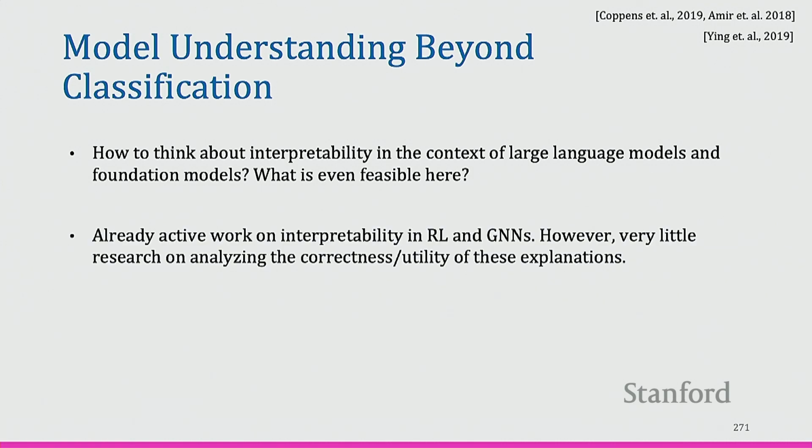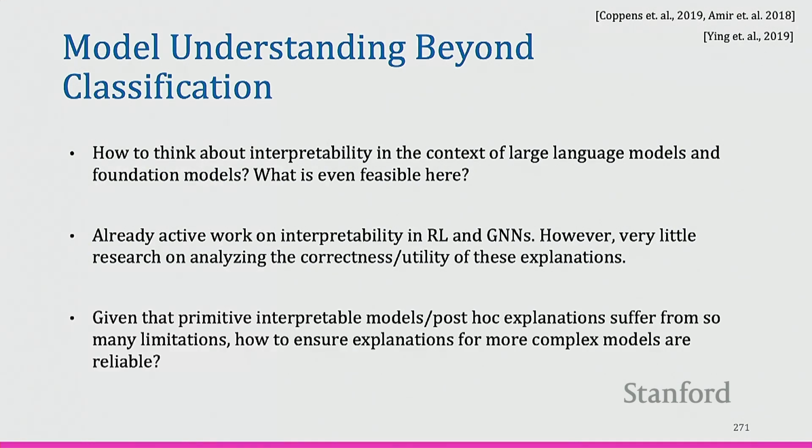And there's also already active work on interpretability in reinforcement learning and graph neural networks. However, there is very little research on analyzing the correctness or utility of explanations in these contexts. So currently there are some approaches laid out there, but nobody really knows if they're doing the right thing, if they're right, when they are right, all of that. Okay. So given that these primitive interpretable models or post hoc explanations themselves suffer from so many limitations, how do we ensure that when we try and construct explanations for more complex models, those are going to be more reliable and not suffering from all these limitations that we have just spent the last couple of hours talking about, right?